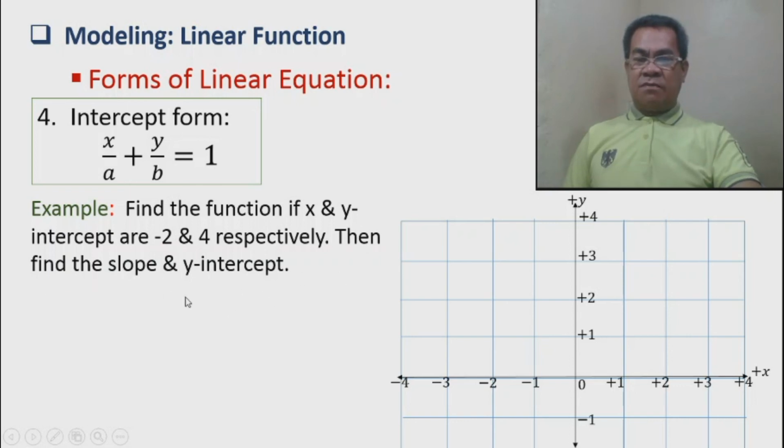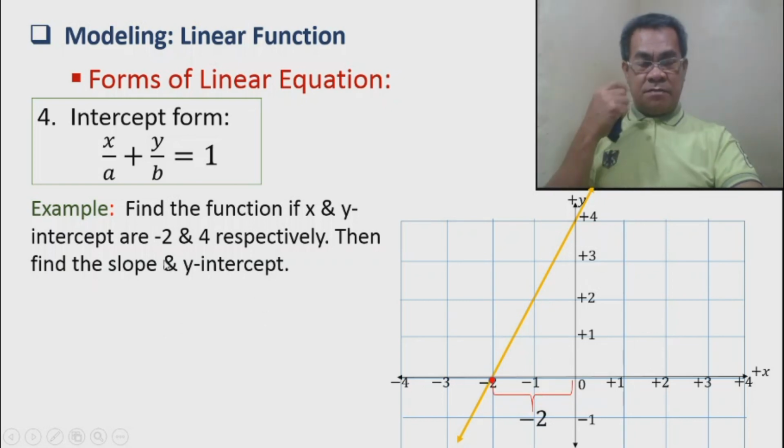Then find the slope and the y-intercept. Actually, this is already the answer. So the first question is to find the function given a and b. When you construct the graph, this must be the x-intercept, negative 2, and the y-intercept is 4. So connect a line. That's it. That's the graph.